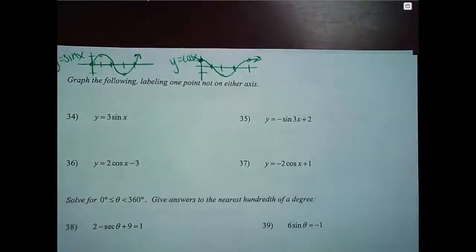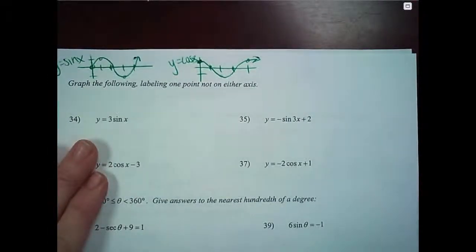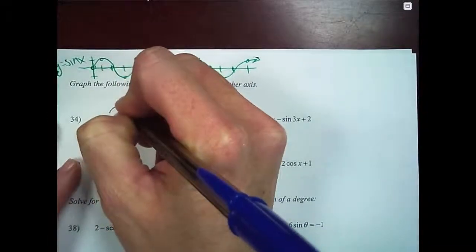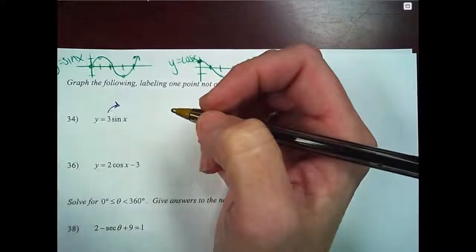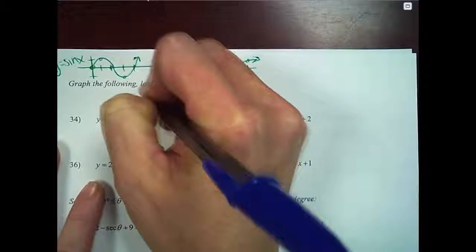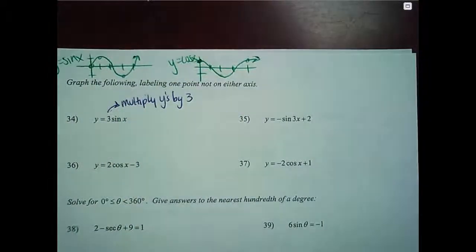So you take really good notes on this part. Okay, you don't have to remember how to do it. You just have to be able to transfer it on your note card. So y equals 3 sine of x. What does the number 3 actually do? What do we use when there's a 3 here? We multiply our y's by what? 3. Right. Multiply your y's by 3.